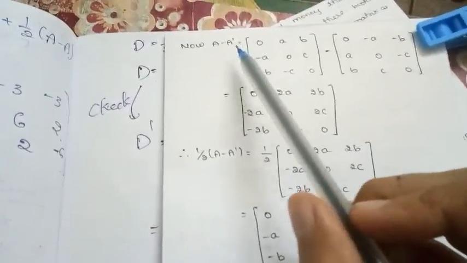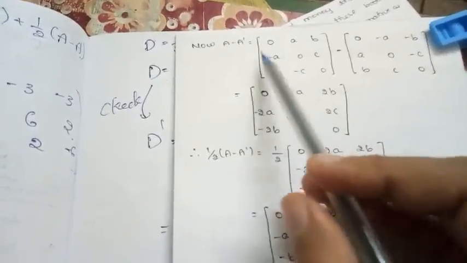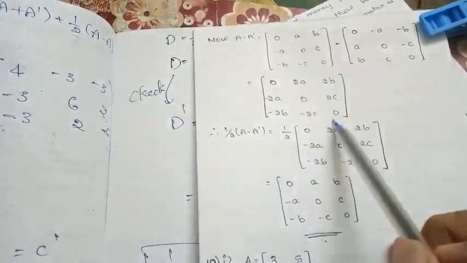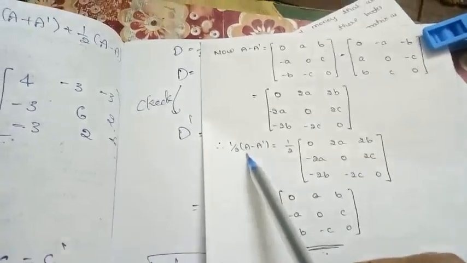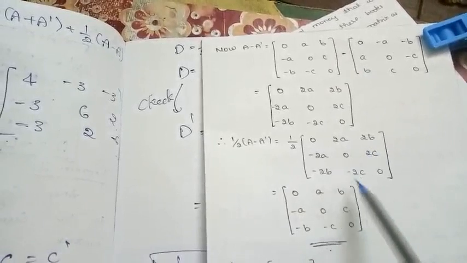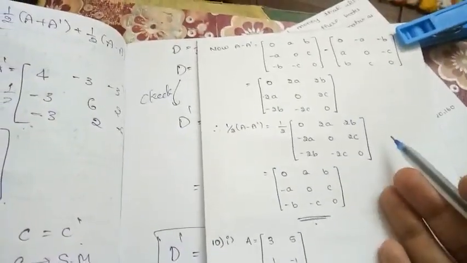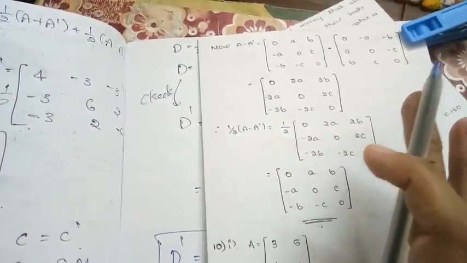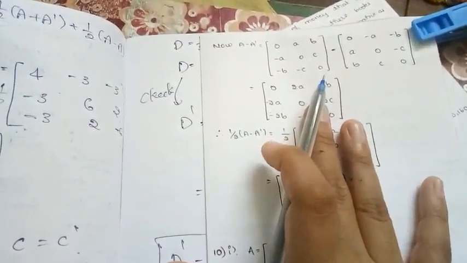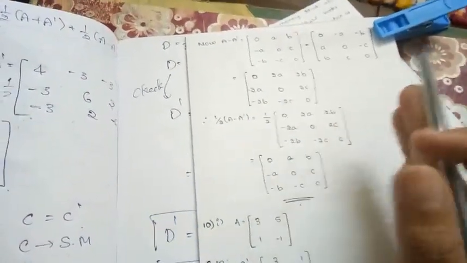And they asked you to find half of A minus A transpose also. For that, first find A minus A transpose. Once you get A minus A transpose, multiply half to each and every term. By multiplying half to each and every term, you will get another matrix. So that's all. They have just asked you to find half of A plus A transpose and half of A minus A transpose. That's all. You are finding those elements.